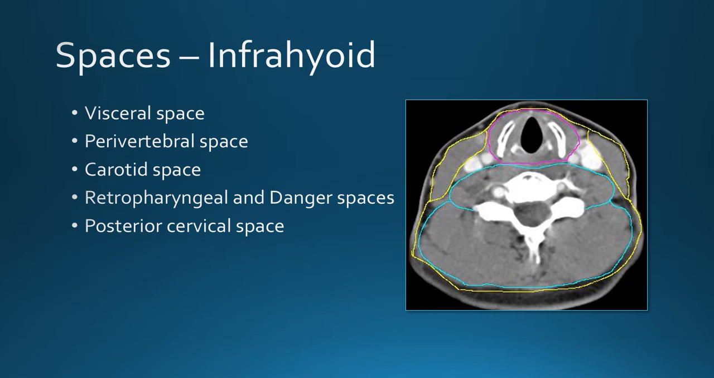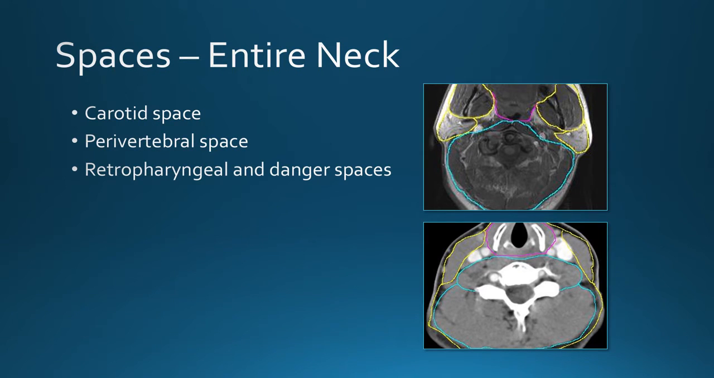In the infrahyoid neck, we have the visceral space, perivertebral space, carotid space here, retropharyngeal and danger spaces here, and the posterior cervical space, which is just this kind of little thing out here. So through the entire neck, we have the carotid space, which goes through the whole neck. In the upper neck, it's called the retrostyloid parapharyngeal space, and in the lower neck, it's called the carotid space, and then the perivertebral space and retropharyngeal and danger spaces also go through the entire neck.